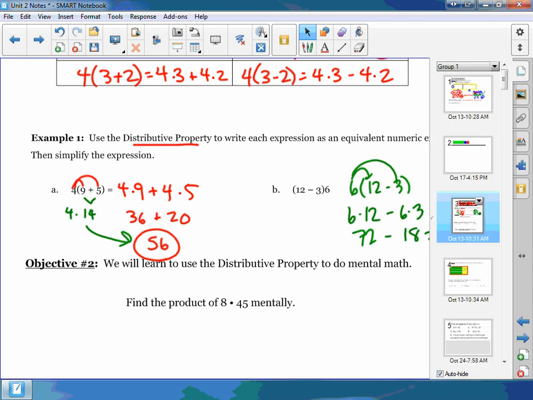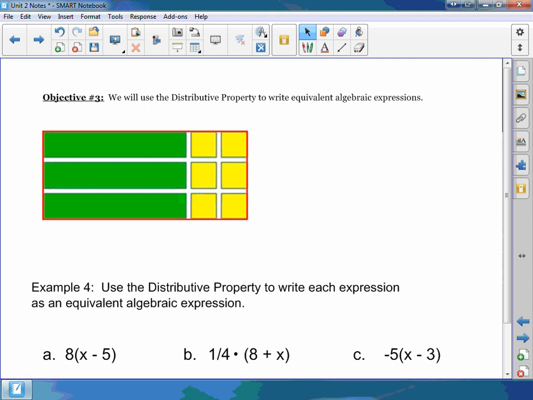Let's jump down to this objective 3, down here towards the bottom of the page. And in objective 3, this is going to circle back to what we did today in class, where you guys were arranging tiles into rectangles. So this should actually make sense to you because you've already seen this. The only difference is that the colors aren't the same as what you're used to. You were used to green, blue, and red, but that shouldn't affect it any.